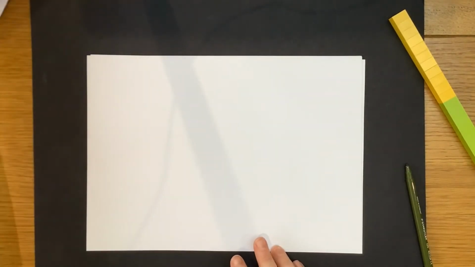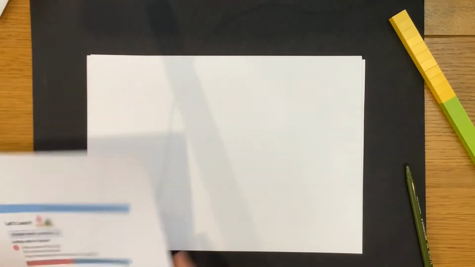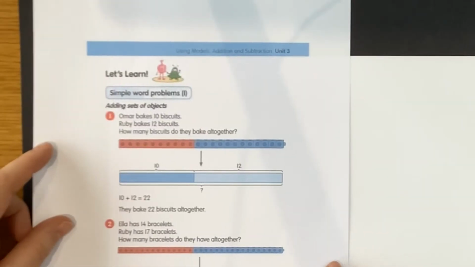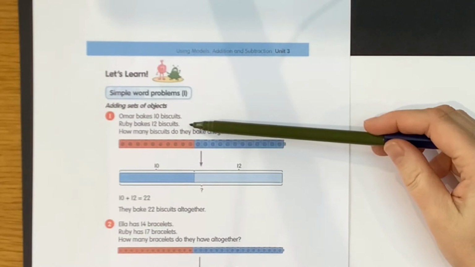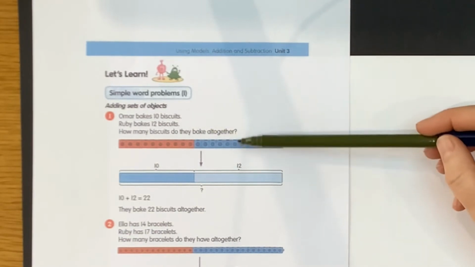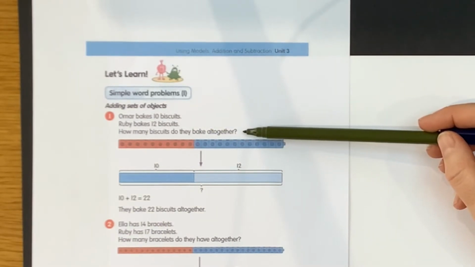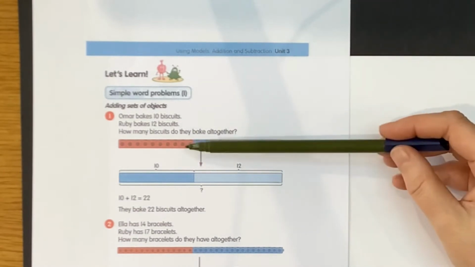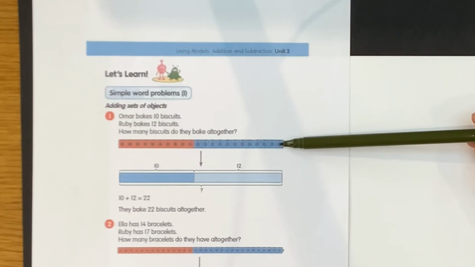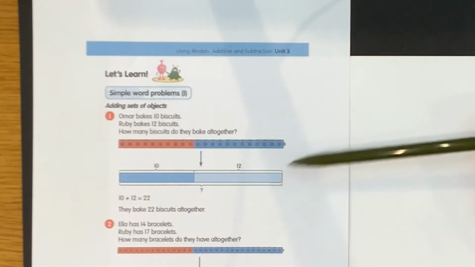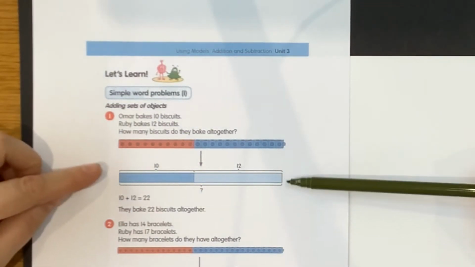Let's have a look at it in practice then. So here's some adding problems, okay? Let's have a look at number 1. Omar bakes 10 biscuits. Ruby bakes 12 biscuits. How many biscuits do they bake all together? Now you absolutely could get 10 of one colour brick and 12 of another colour brick, and you can put them together and then work out the total. Or you could do what they've done here.